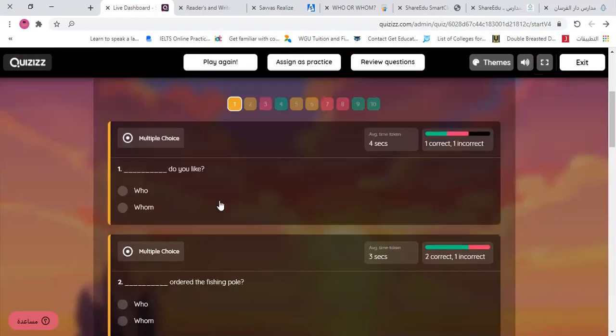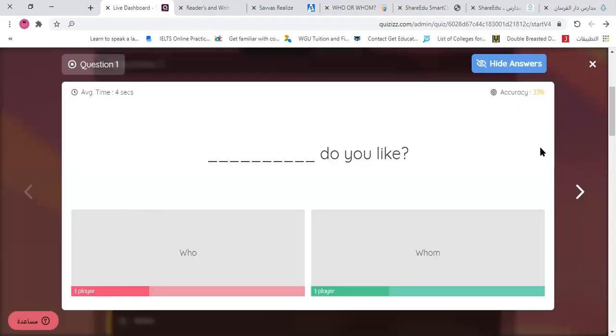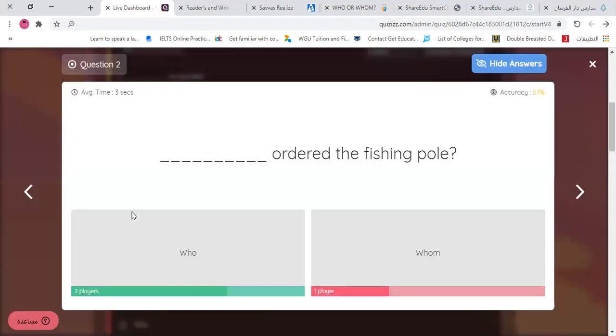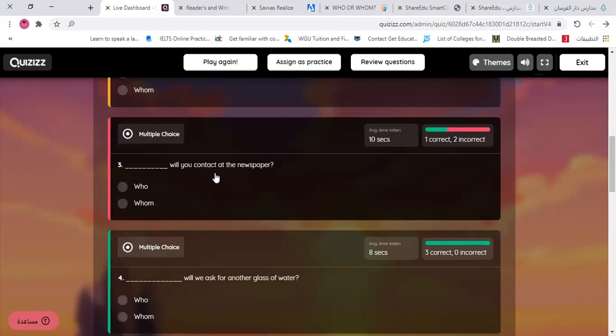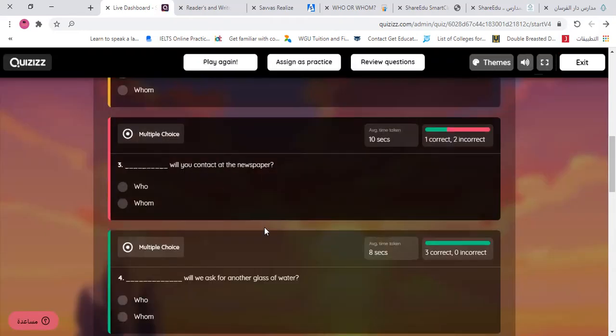Do you like who or whom? Whom do you like? Because you is the subject and like is the verb, so we need an object. Next: who ordered the finishing poll? Who, because there's no subject here; we need a subject. Will you contact whom at the newspaper? Who or whom? Whom. Excellent, because here we have you as the subject.